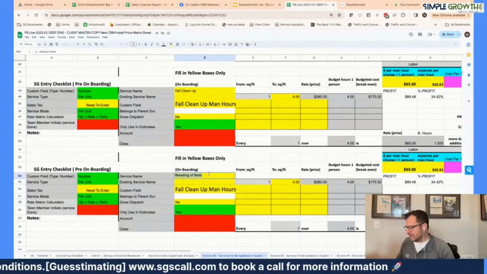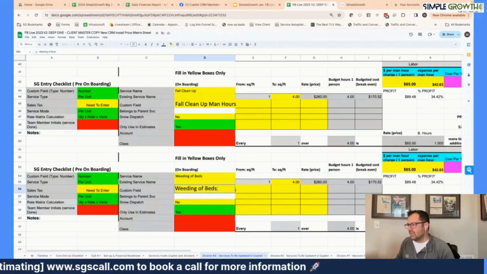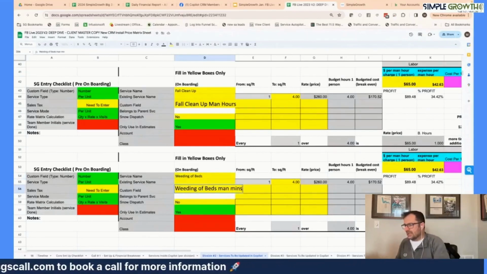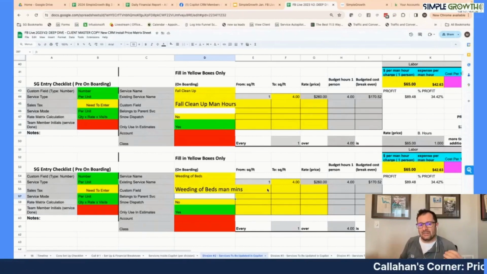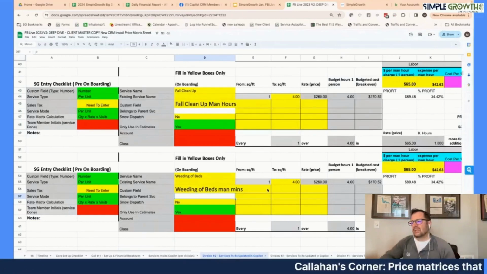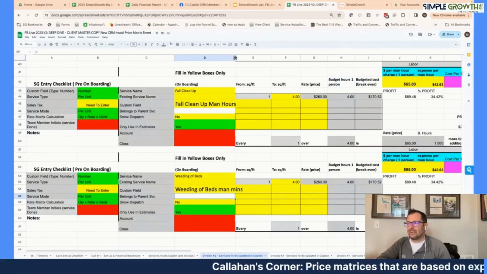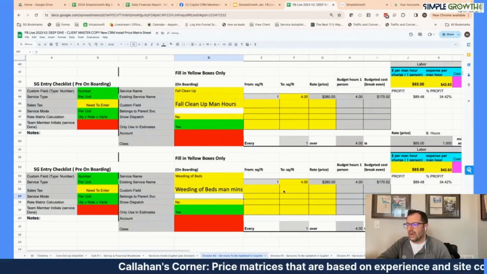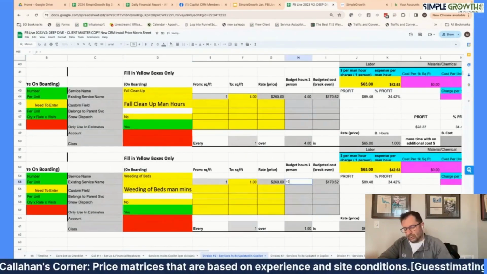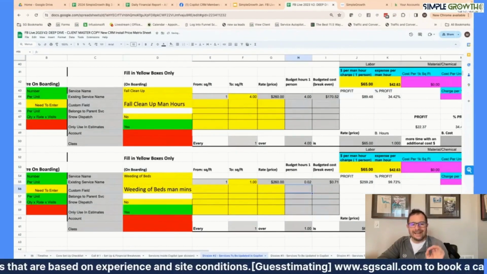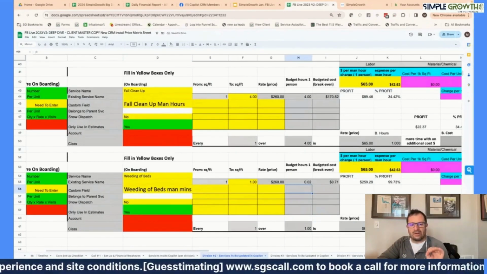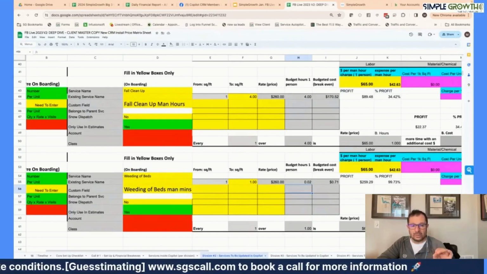But the weeding of the beds is going to be, instead of man hours, man minutes. So we're looking at this in minutes, because if we do it by the hour, we may price ourselves out of the market. Minutes give us the granularity to price right down to the minute from the estimator. So let's say in this example there is no base price. For every 1 minute, 1 divided by 60 should be 0.02 of an hour. 0.02 hours equals 1 minute.